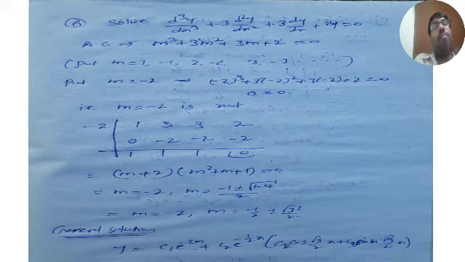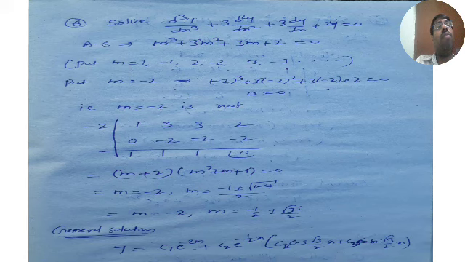Solve d cube y by dx cube plus 3 into d square y by dx square plus 3 into dy by dx plus 2y is equal to 0. Third order. Put d by dx equal to capital D in operator form, and in operator D you have to write m. So what you will get, the auxiliary equation is m cube plus 3m square plus 3m plus 2 is equal to 0.